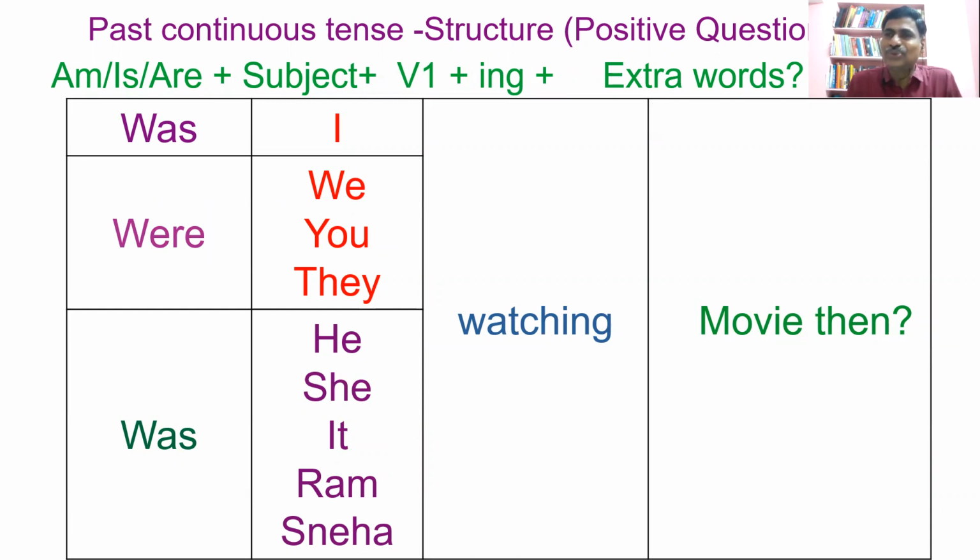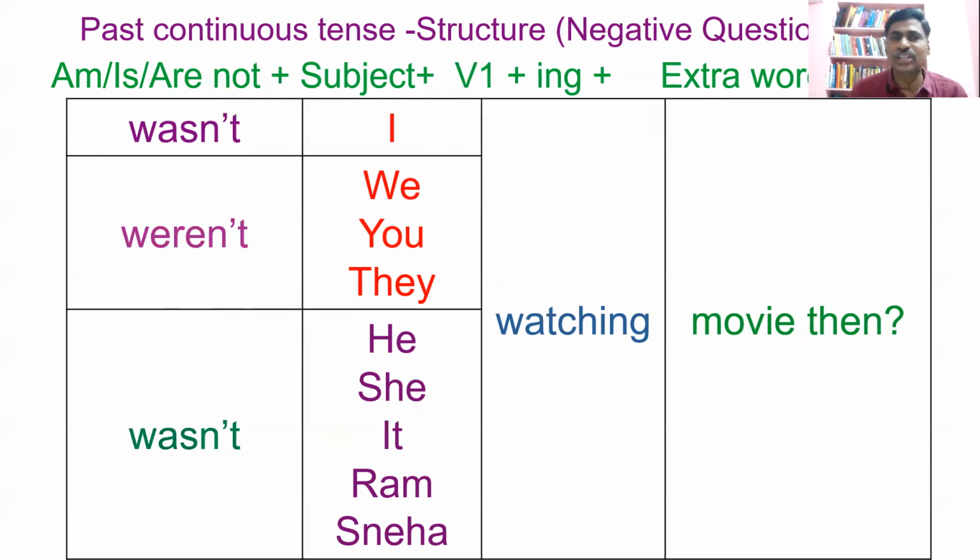So like this, we use past continuous tense. Questions start with a helping verb followed by subject, verb form, and object or complement. So this is the structure for positive questions in past continuous tense. To make it a negative question, what do we do?